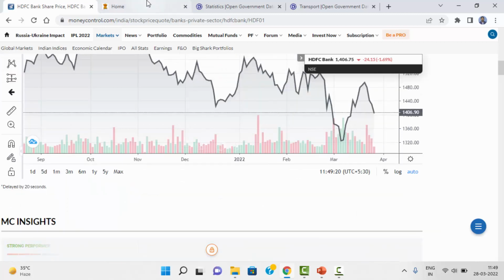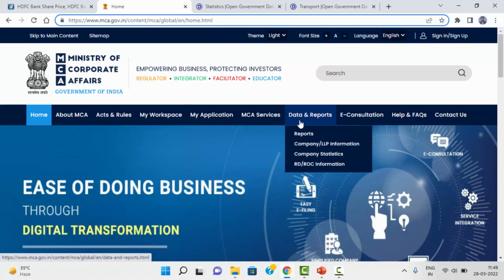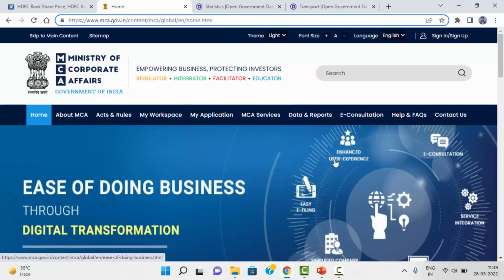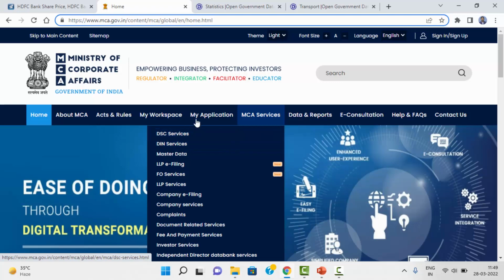These are the insights. In the same way, we have our MCA data, that is the Ministry of Corporate Affairs, the company's data. Here you can go and check the data of any company. Here you can see the reports also, the company information, company statistics and other information. All the data of companies are stored here.